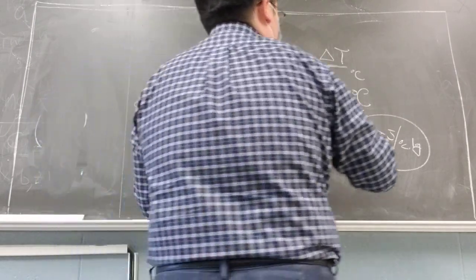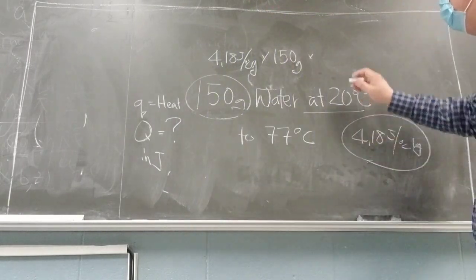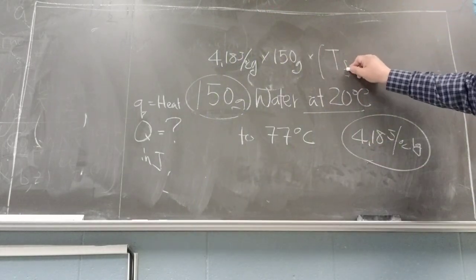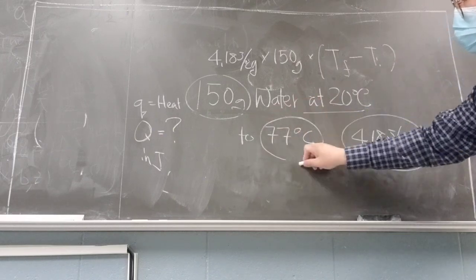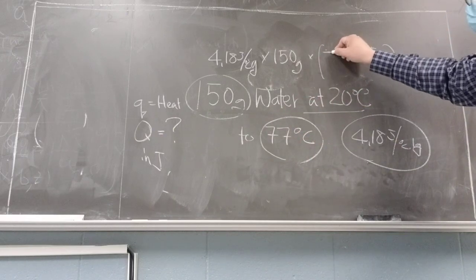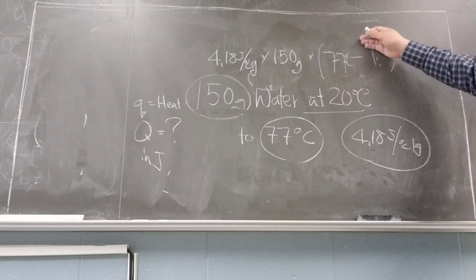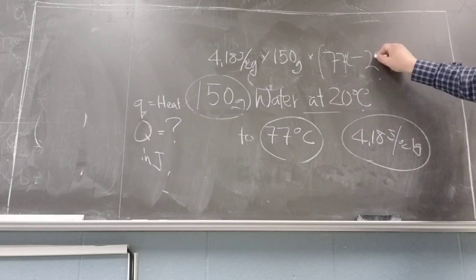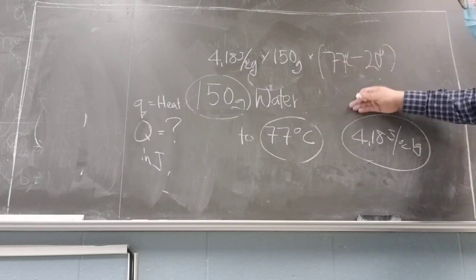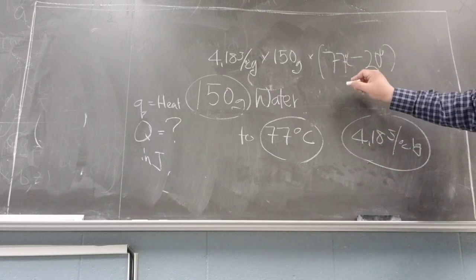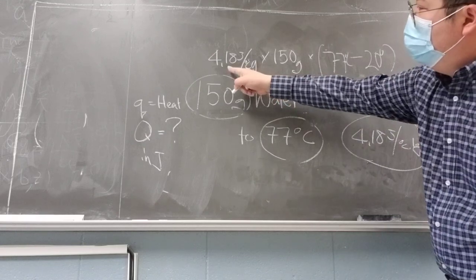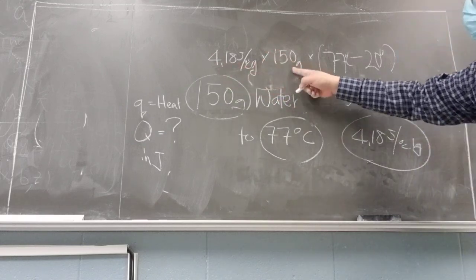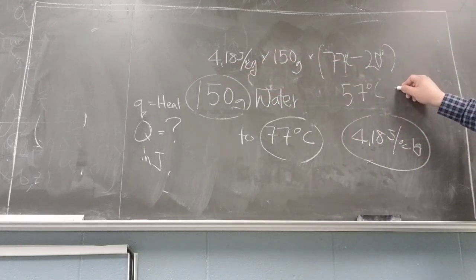And the change in temperature is always the final temperature minus the initial temperature. The final temperature is 77, this is what you're looking for, and the initial temperature is 20. So 77 minus 20 is 57. And if you multiply 4.18 times 150 times 57, that is your answer right there.